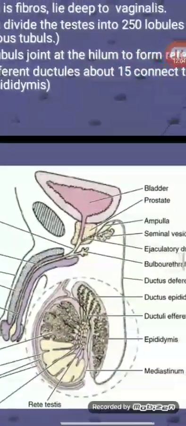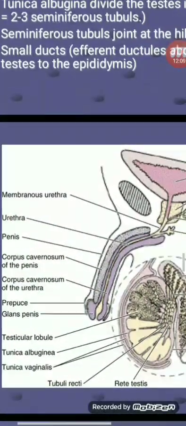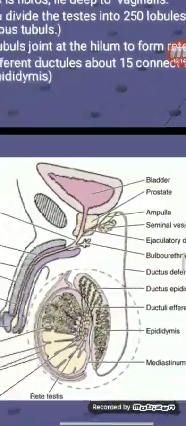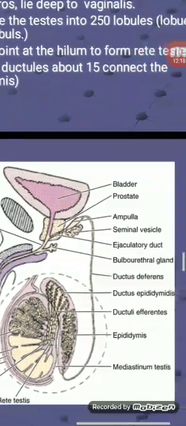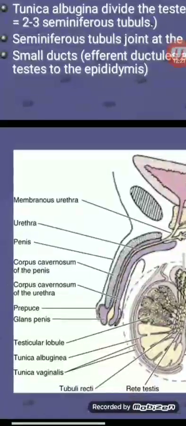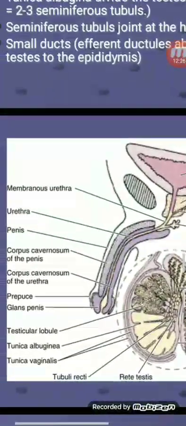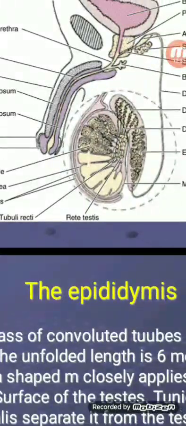Seminiferous tubules join at the hilum to form the rete testis. As I did mention, the hilum is a space for the entrance and exit of structures. From the rete testis, small ducts, about 15 efferent ductules, connect the testis to the epididymis. From the epididymis arises the vas deferens. The vas deferens is very long, about 45 centimeters.